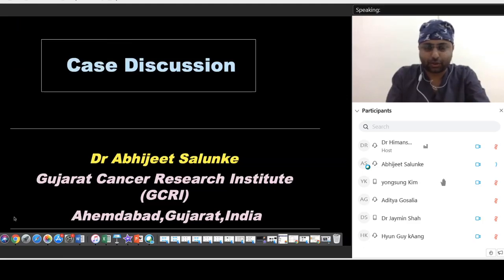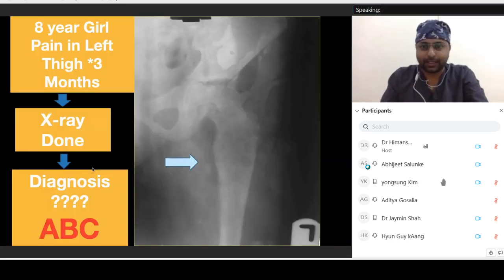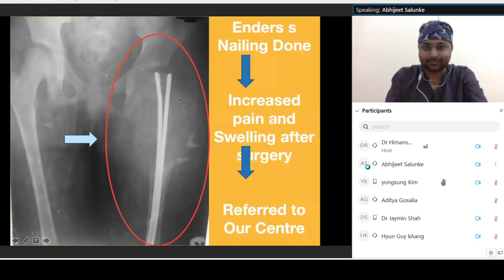So this is a case of a young girl, 8 years old, who had some lesion in the proximal femur, which she showed to an orthopedic surgeon. He diagnosed it as an aneurysmal bone cyst. He thought that it's a benign lesion and he would do surgery for her. He placed 2 nails inside.